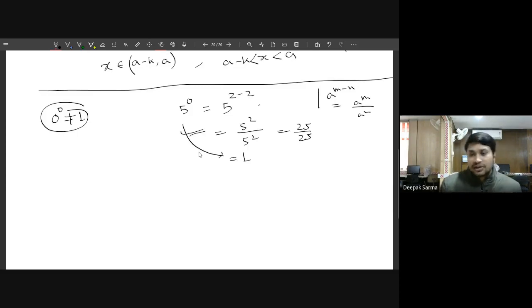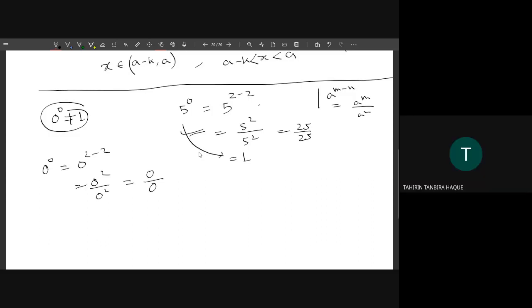But if I have to prove that way, it is 0 to the power 0. If I write 2 minus 2, what do you get? 0 square by 0 square. What do you get? 0 by 0. Is it 1? No, sir. Undefined. Not defined. Okay, it is indeterminate actually.